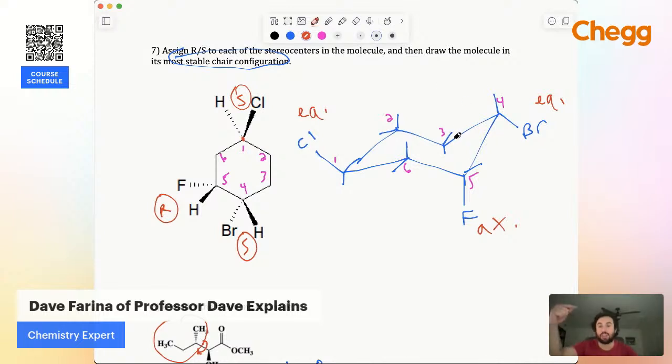And then we could flip the chair, and everything equatorial would become axial and everything axial would become equatorial. So if we flipped it, the chlorine and the bromine would be axial, but the fluorine would be equatorial. That would be less stable because we'd have two axials, but we cannot just arbitrarily say they're all axial, all equatorial, etc. The way the chair structure works tells you whether a group is equatorial or axial.